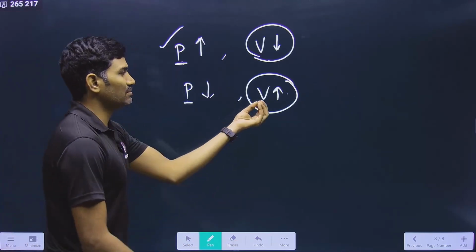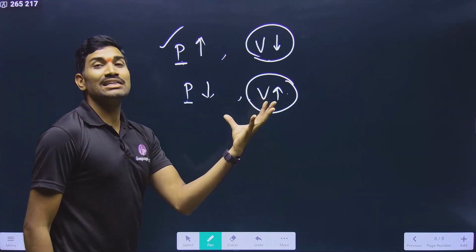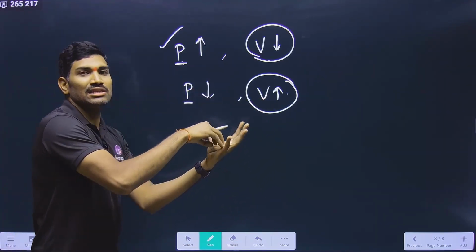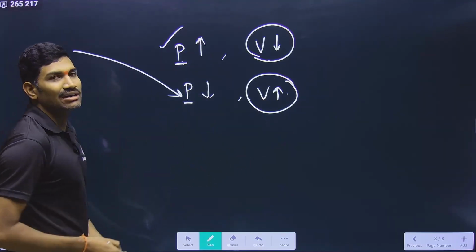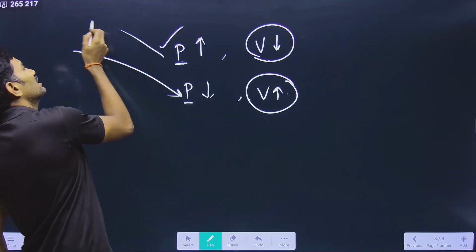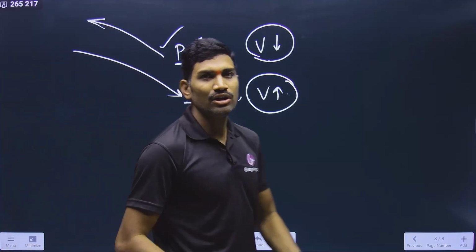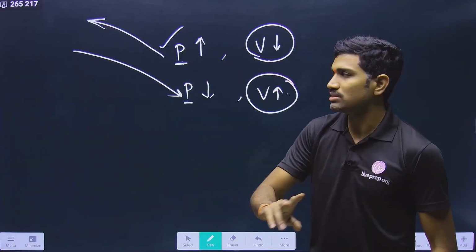Expiration. Next one. When the volume of lung is increased, pressure within this will be decreased. When the pressure is decreased, from the atmosphere, air will enter into the lung. Now here, from the lung, air will go into the atmosphere. I hope now you understood this.